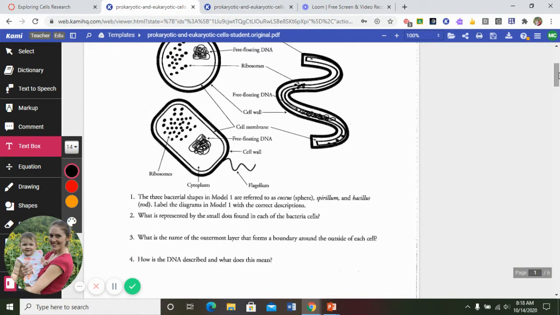And number 4, how is the DNA described and what does this mean? So look for DNA. Here it is, free-floating DNA. So how is it described? It's described as free-floating. And what does that mean? Well, think about it. If you say that something is free-floating, what does that mean to you?